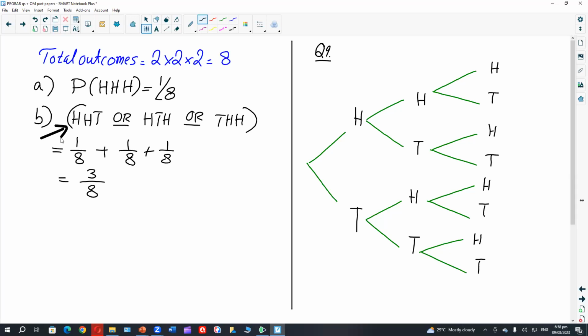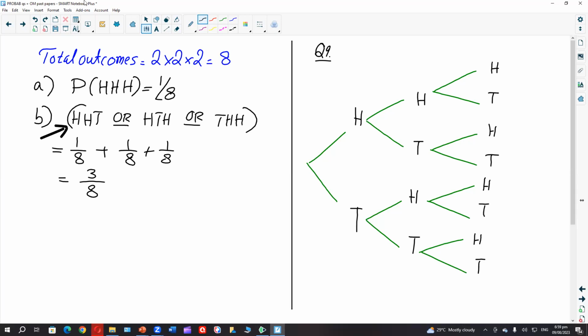Sir, how do you know it's 3/8? You have added them, no? 1/8 plus 1/8 plus 1/8 is 3/8. It's an LCM function, no? How do you add fractions? Simply that. But sir, how do you know to add?